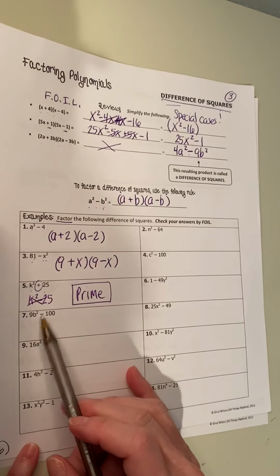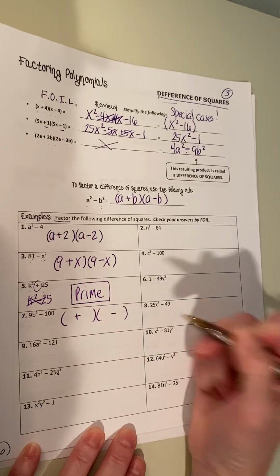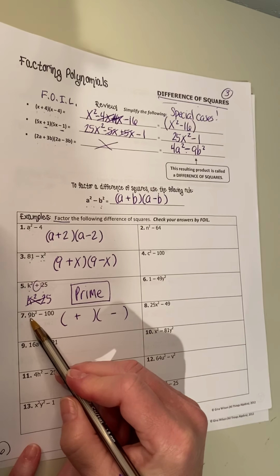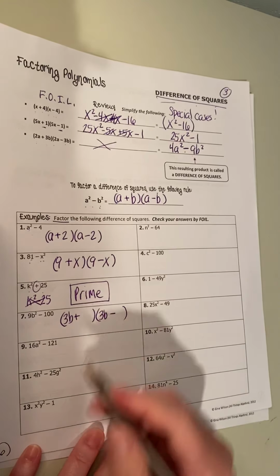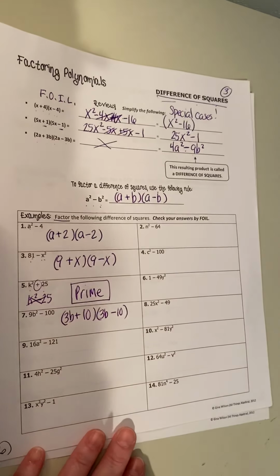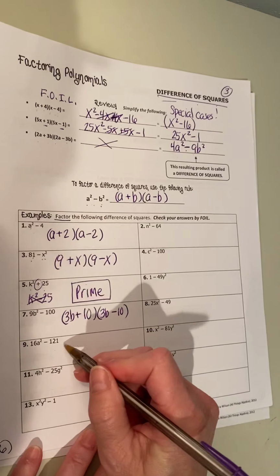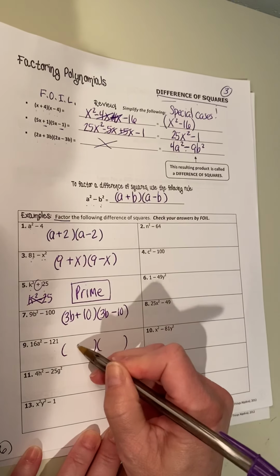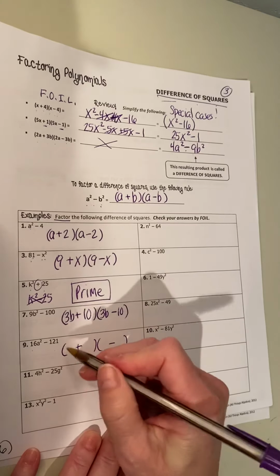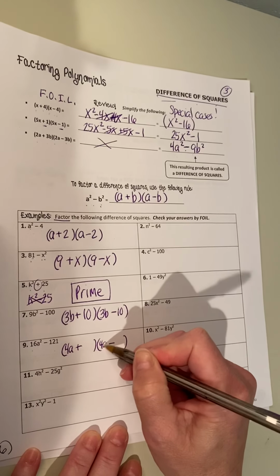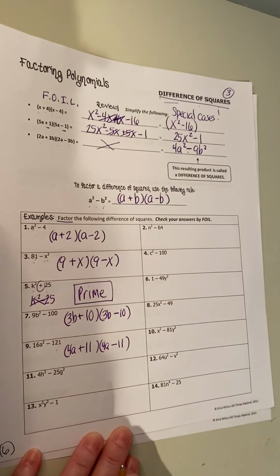Number 7, this is a perfect square minus a perfect square. So I'm going to set it up. I'm going to put a plus sign. I'm going to put a minus sign. The square root of 9b squared is 3b. The square root of 100 is 10. And then that's factored. Here, perfect square, perfect square. Set it up. Plus sign, minus sign. Square root of 16 is 4. Square root of a squared is a. So it's 4a, and you write that down twice. Square root of 121 is 11. So there's my positive 11. Here's my negative 11.